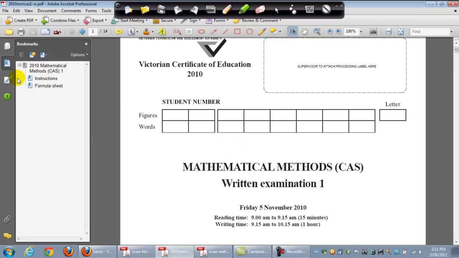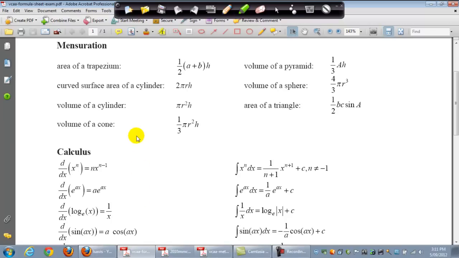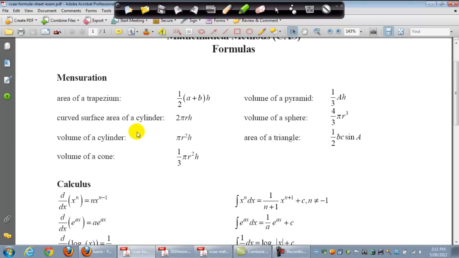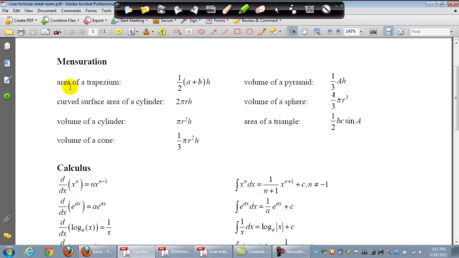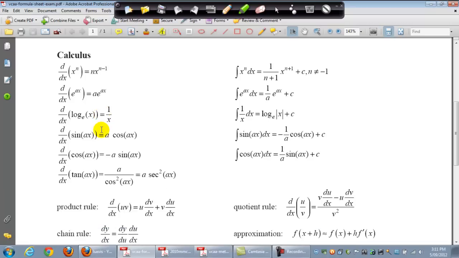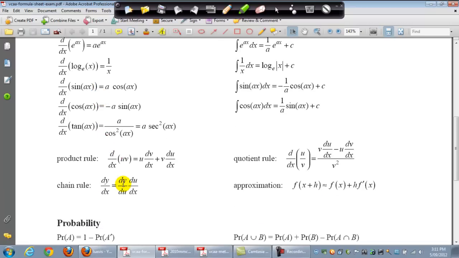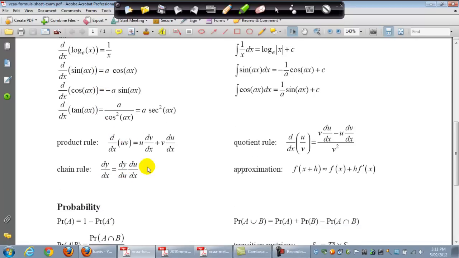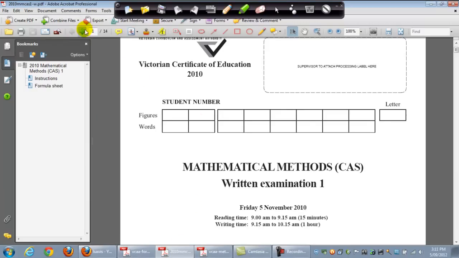Now, the only notes they actually give you is the formula sheet, and what I've done is just taken the formula sheet, and I suggest to all students to make sure they're very familiar with the different formulas. As you can see, there are formulas for calculus, the product rule and the chain rule, and we'll be using those in this particular question. So let's go and have a look at this particular question.